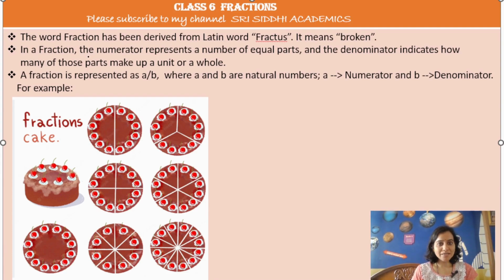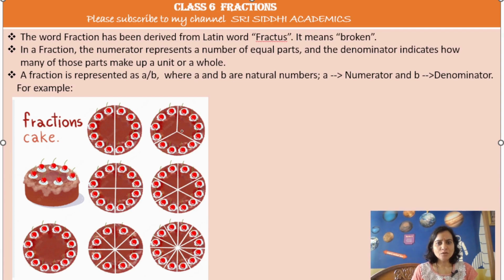We have got two parts. हम सब जानते हैं. जो ऊपर रहता है, that is numerator. और जो नीचे हम लोग लिखते हैं, वो denominator होता है. The numerator represents a number of equal parts. And the denominator indicates how many of those parts make up a unit or a whole.